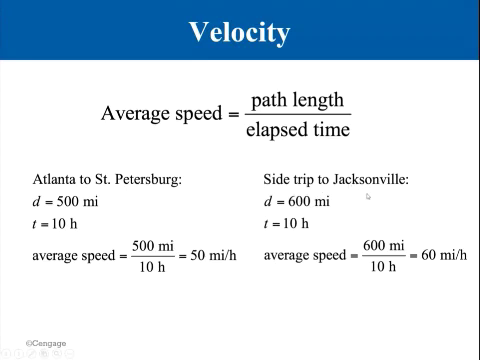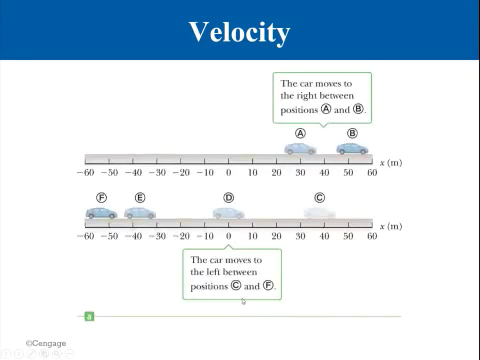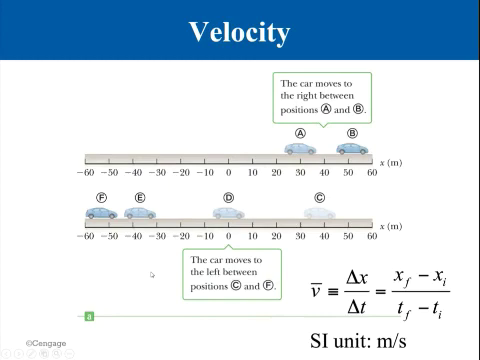Side trip to Jacksonville, the 600 miles, the time 10 hours, so the average speed is 600 miles divided by 10 hours, which is 60 miles per hour. So we know now how to calculate the speed. Okay?